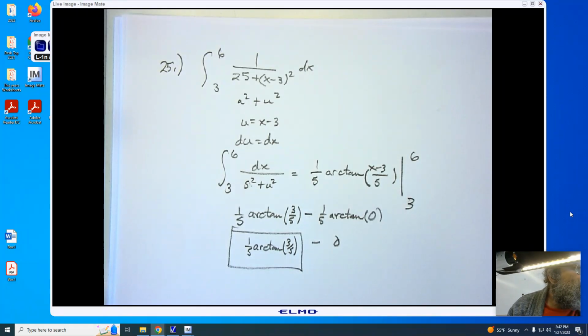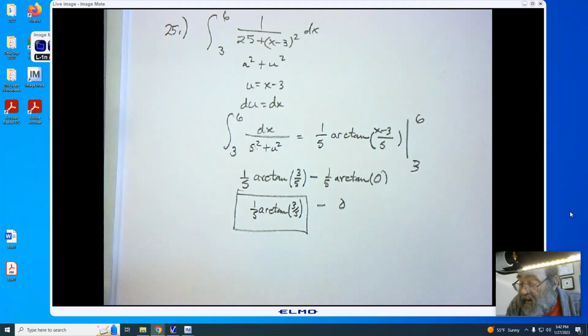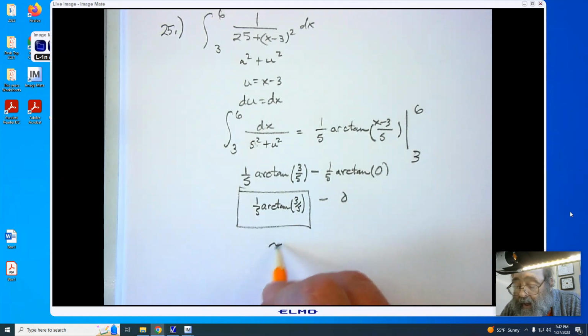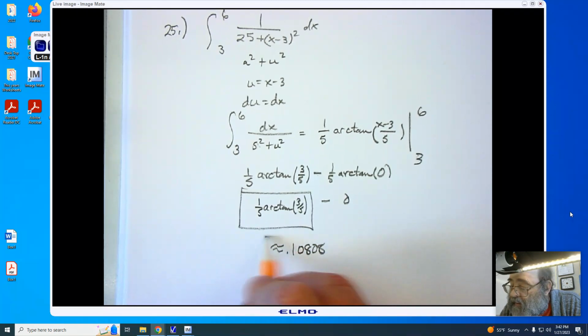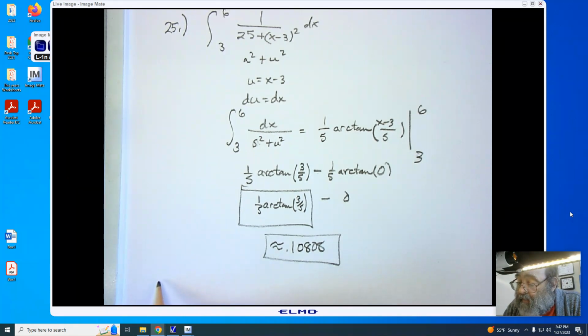And so let's just make sure, the only option I have at this point is to plug it into the calculator to see what I get. So I'm just going to go ahead and do it. 1 divided by 5, arc tangent, 3 divided by 5, enter, and I'm getting approximately 0.10808. And it's going to be one of those two. Let's go ahead and go to number 27.